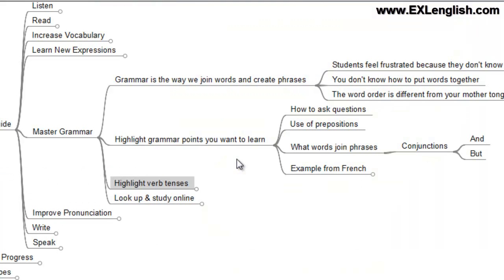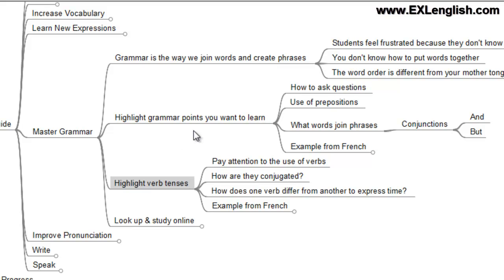So let's talk about verb tenses. This is another part of grammar learning that frustrates many students. So you can also highlight verb tenses while you are reading your text. As you read along or listen, pay attention to the words that express action or states of being. Pay attention to how they're used. How are those verbs conjugated? How does one verb differ from another to express time?